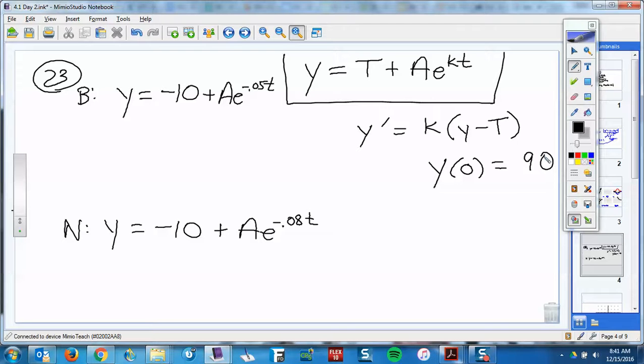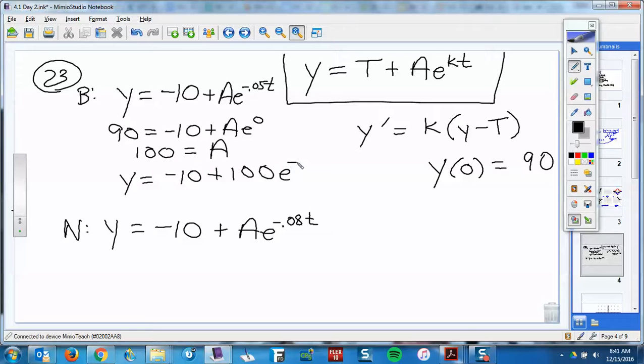Y of 0 is 90. We don't need any other information, because unlike the problem we did yesterday, where we had two pieces of information, here we already know K, so A is the only unknown. So we put a 0 in for t and get 90 out here: negative 10 plus A e to the 0. So A would be 100, because you get A and then you add 10. So now Boris's equation is y equals negative 10 plus 100 e to the negative 0.05t.